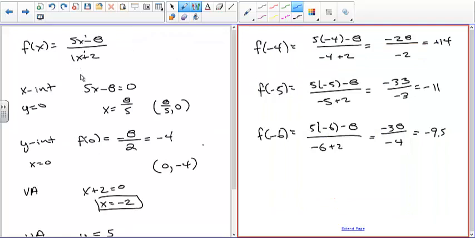Take your equation, set the numerator equal to 0, that gives you your x-intercept. Set x equal to 0, that gives you the y-intercept. Set the denominator equal to 0, that gives you your vertical asymptote. Look at the highest order terms to determine what kind of asymptote you have.